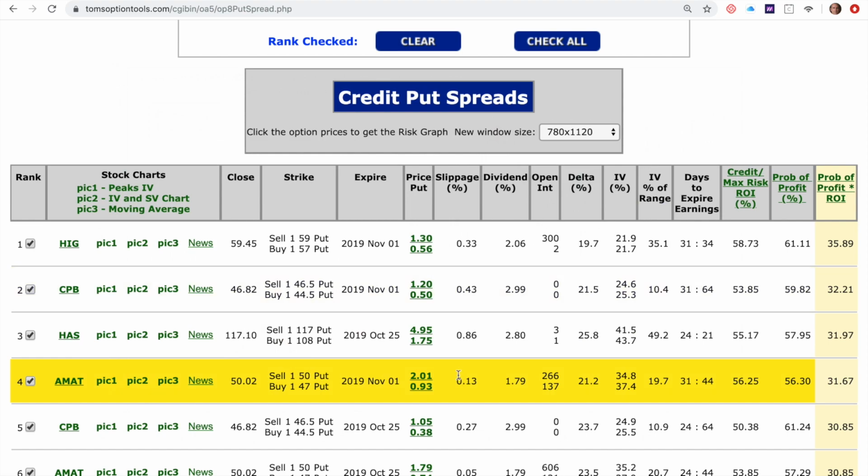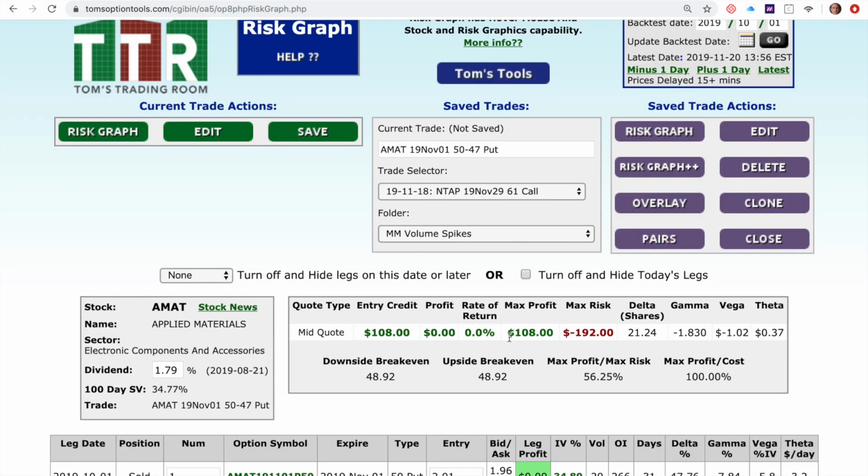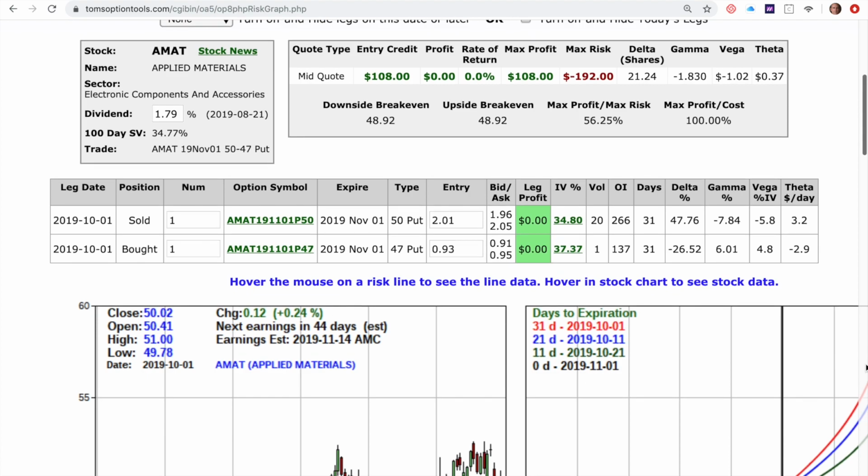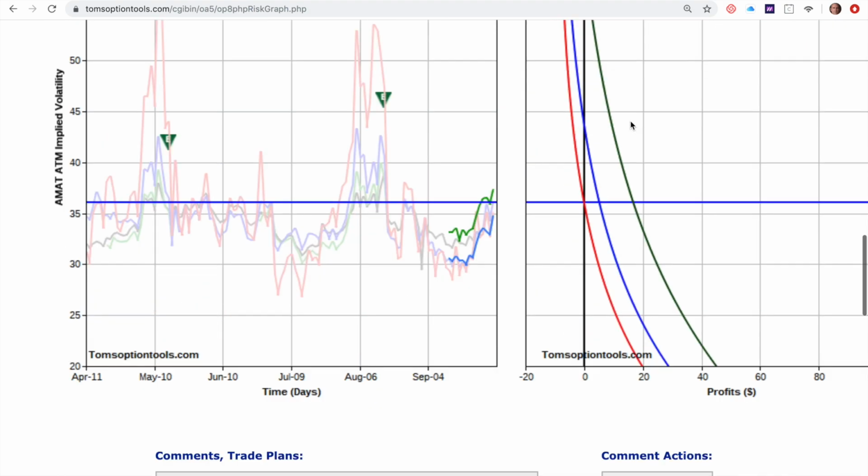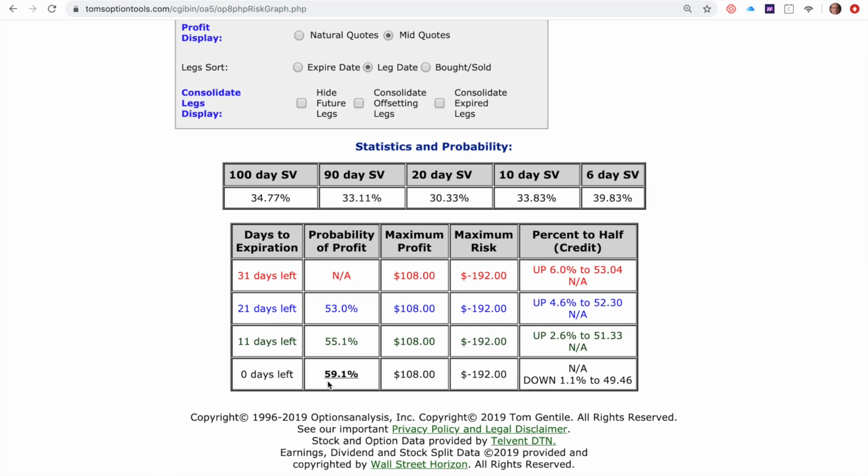Let's go ahead and pull up the put spread on this, and you do that by clicking either of the leg quotes. That's going to pull you up into this credit spread. Notice what it's doing is we're selling the 50 put in November. This is a 31-day option, and we're buying the underlying put at 47. So this is a 3-point spread. We're taking in $1.08 of credit. Our risk on this trade is 192. The potential return on investment, or max profit over max risk on this trade, is 56.25%. Probability of profit can be seen down here as well at just under 60% by the time the trade expires in 31 days.